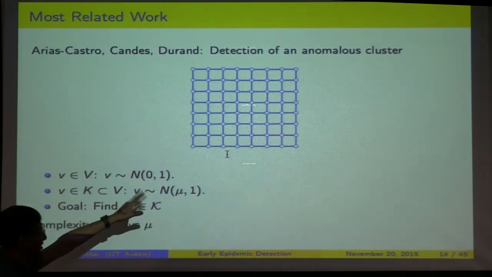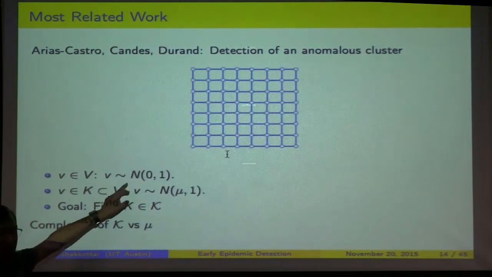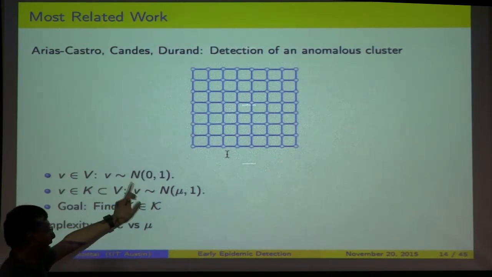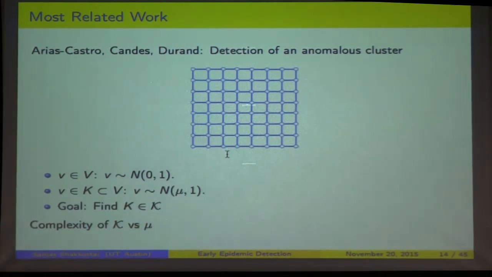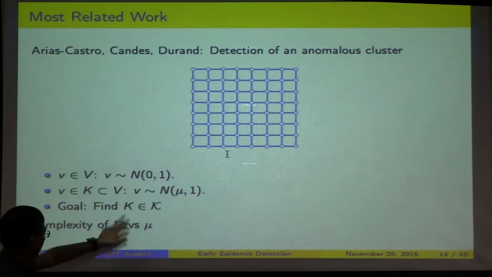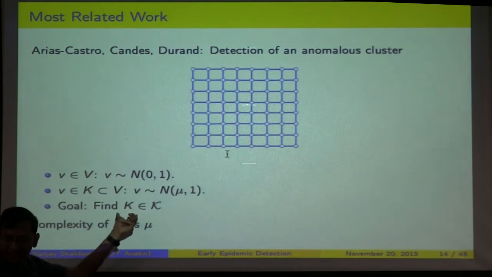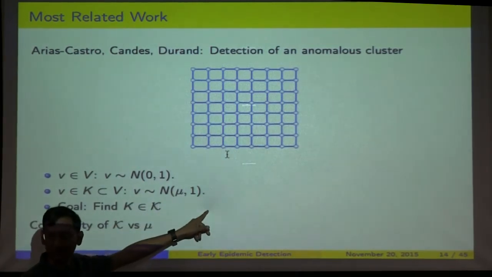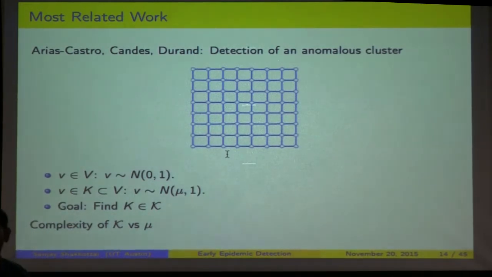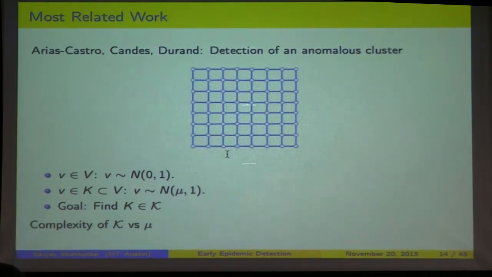You've got a collection of nodes, whether it's a graph or not. And each node reveals one random variable, which is randomly picked Gaussian with mean 0 and variance 1. So everyone has a single sample. There's a collection of sets, script K, and there's one set K in that. All the nodes in that set show a Gaussian with mean mu and variance 1. You know that there's one set with that. Can you figure out which set it is? If I tell you this collection of sets, can you find that set which has Gaussian mean mu?